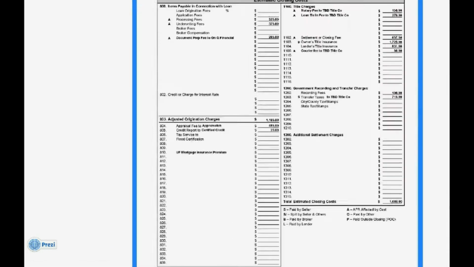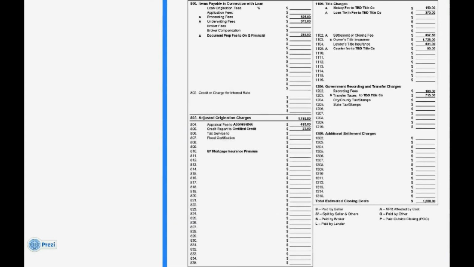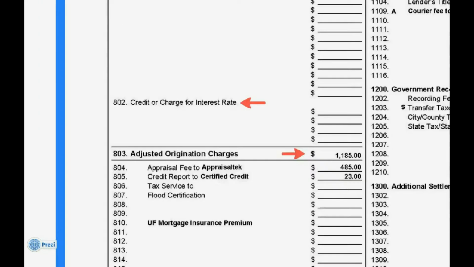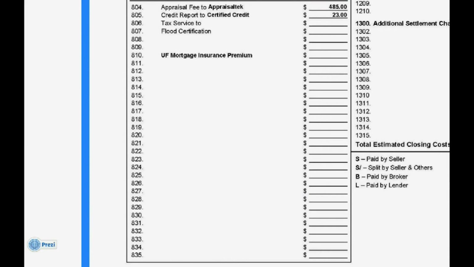The left side of this page lists those items that are payable in conjunction with your loan fees. The numbers on this side, section 800, relate to line item numbers you will see on your settlement statement issued by your closing company. Our loan fees for processing, underwriting, and doc prep are also called your origination fees and are listed on lines 800 through 803. Charges for other lender-required services that we order are listed in section 804 and below.